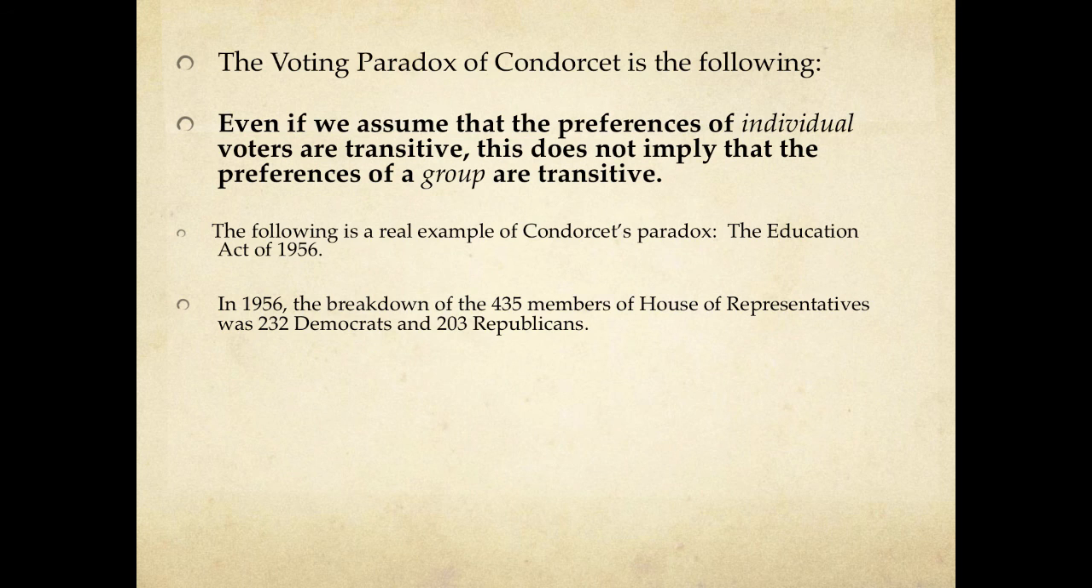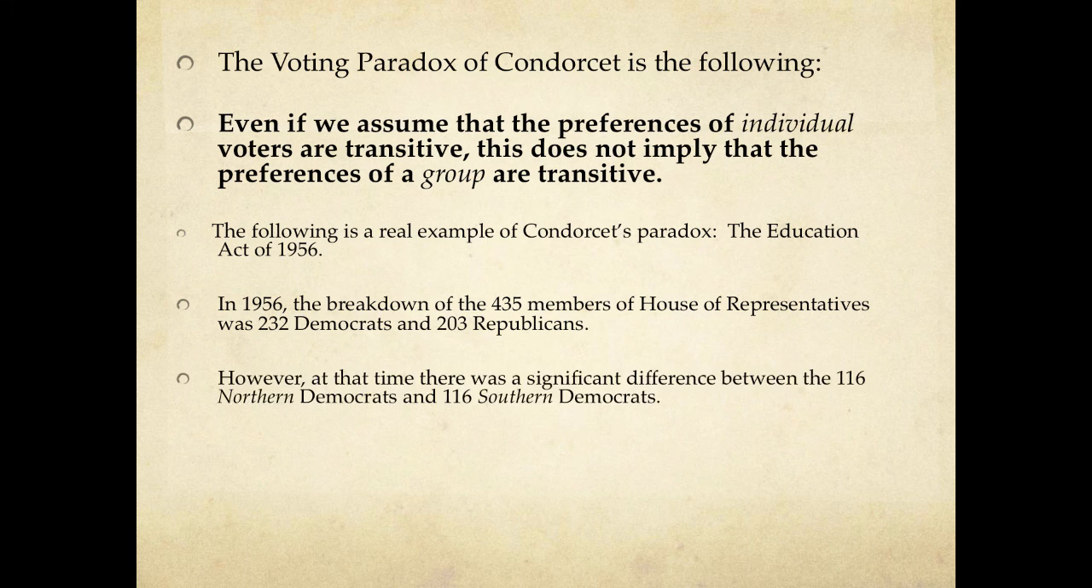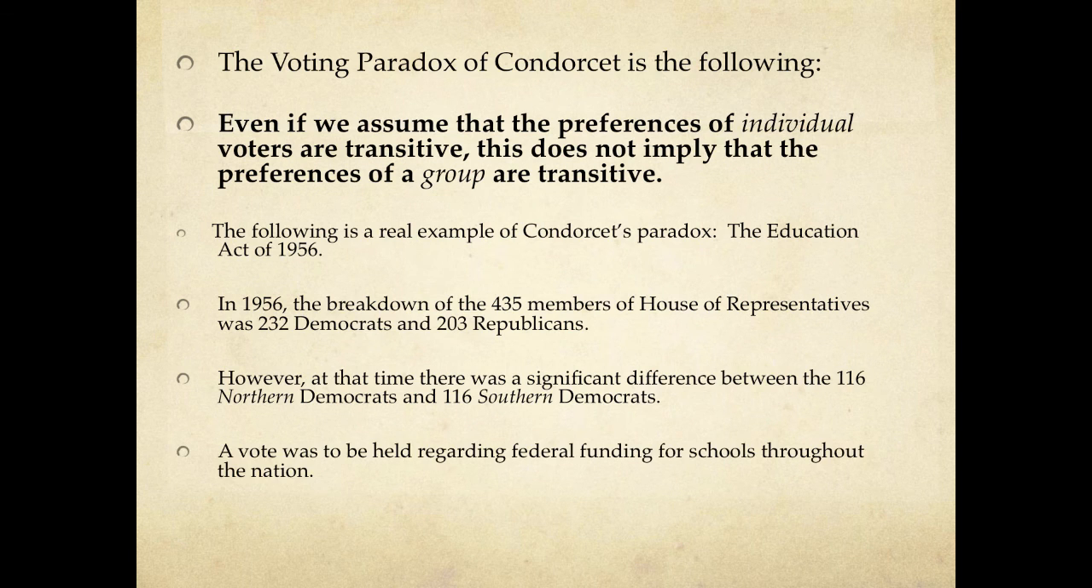In 1956, the breakdown of the 435 members of the House of Representatives was 232 Democrats and 203 Republicans. However, at this time there was a significant difference between the 116 Northern Democrats and the 116 Southern Democrats. That 232 total Democrats was split into two very different groups on some major issues. And there was a vote to be held regarding federal funding for schools throughout the entire nation.